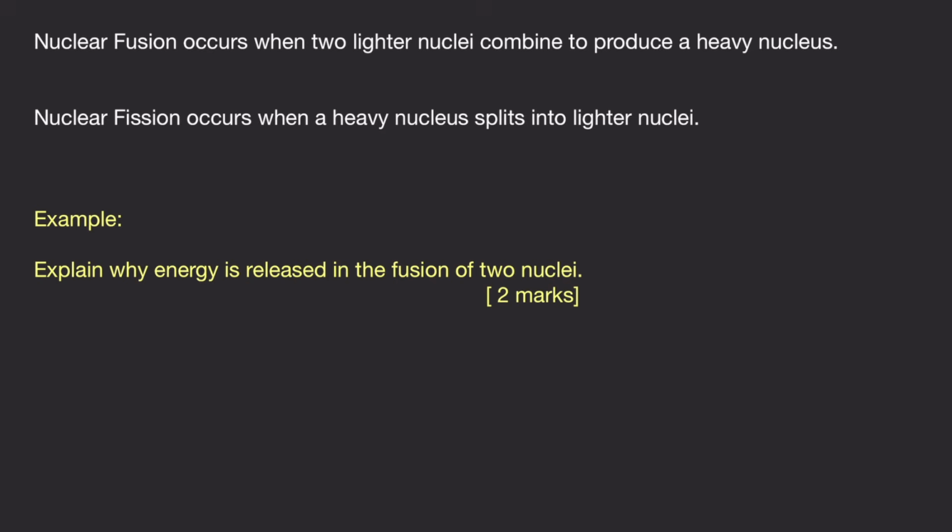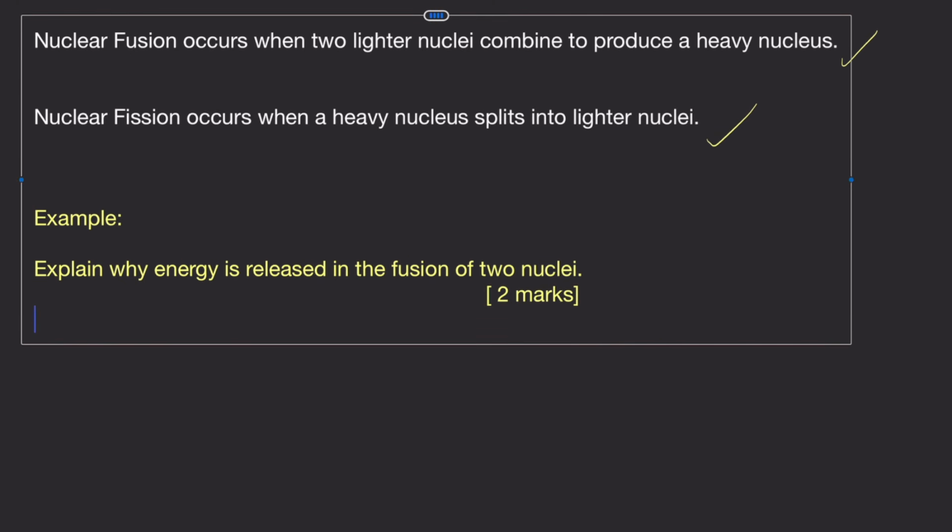The two major reactions that we'll be looking at are nuclear fusion and nuclear fission. Nuclear fusion occurs when two lighter nuclei combine to produce a heavier nucleus, whereas nuclear fission occurs when a heavy nucleus splits into lighter nuclei. And here's a really common question. Explain why energy is released in the fusion of two nuclei.